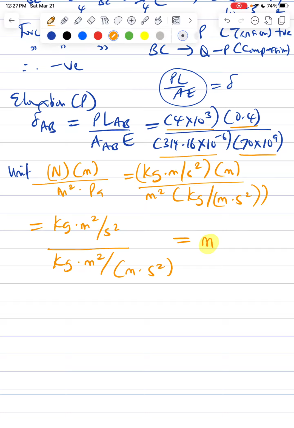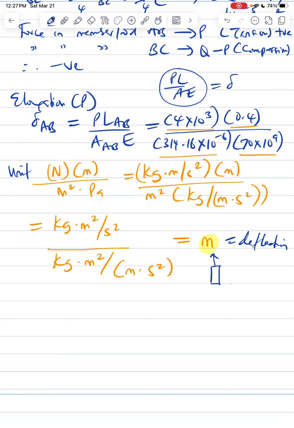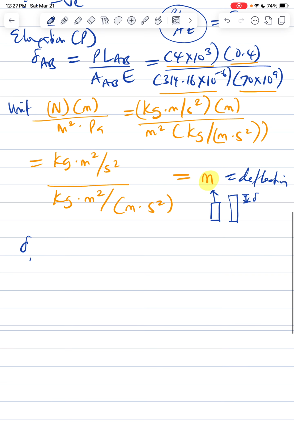Deflection is an extension, right? Deflection is an extension. Because you have something like this. If you apply a force, expected to move a little. Right here is delta. That's the deflection. So what this tells us is that what we've computed based on the units, our answer should be expressed in meters.